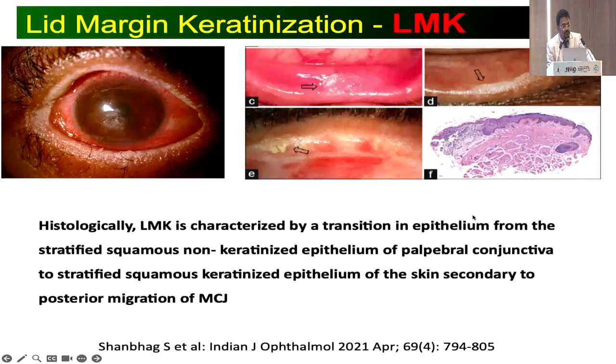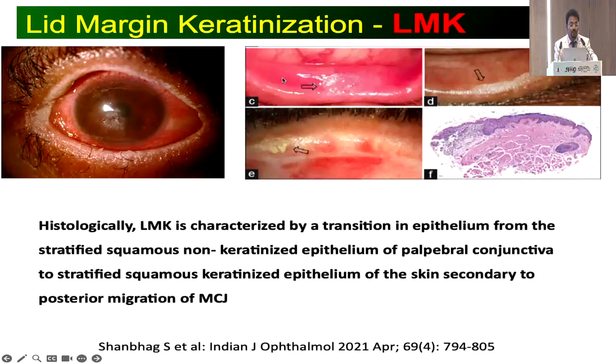The commonest cause of lid margin keratinization is chronic SJS. In these cases, histologically, lid margin keratinization is because of transition of the epithelium from the stratified squamous non-keratinized epithelium of the tarsal palpebral conjunctiva to this stratified squamous keratinized epithelium.